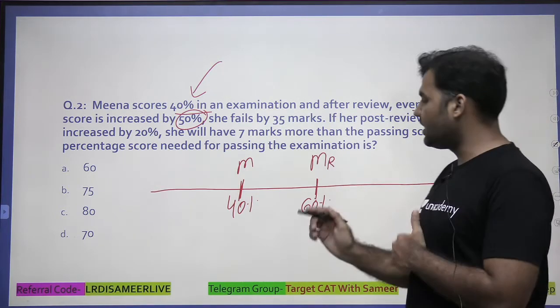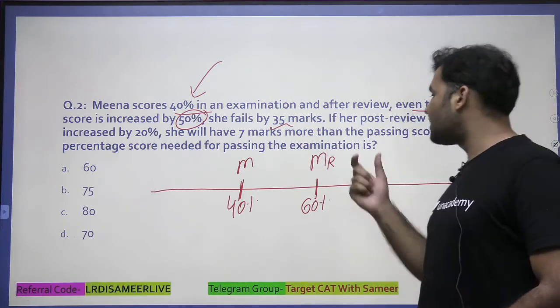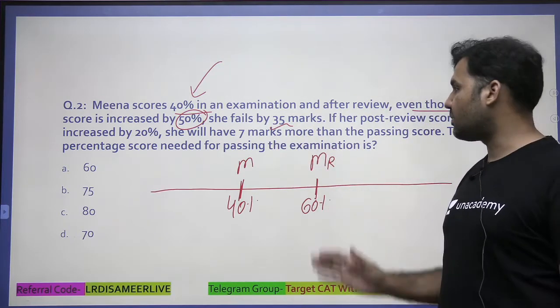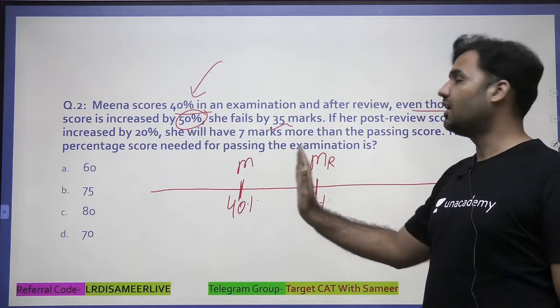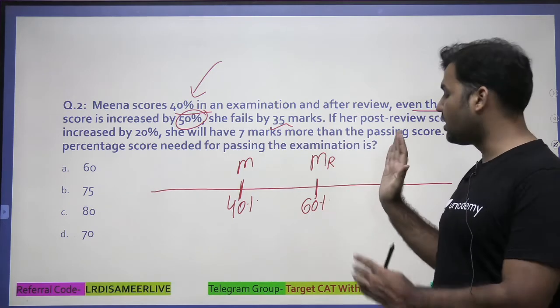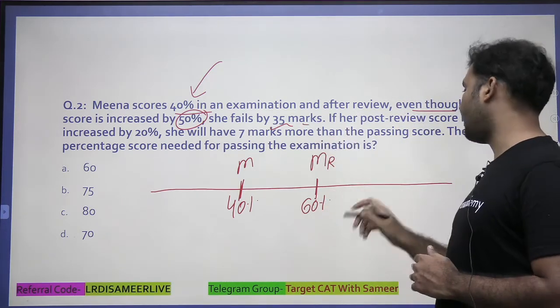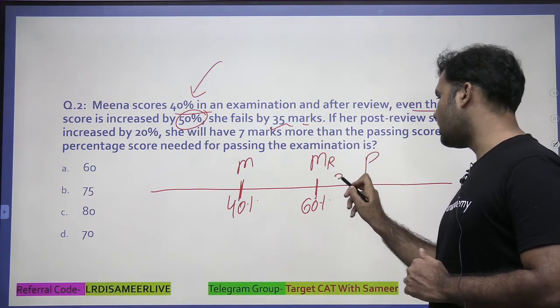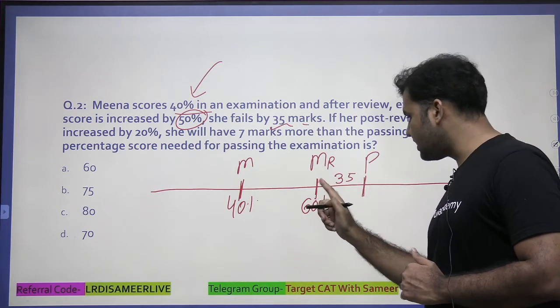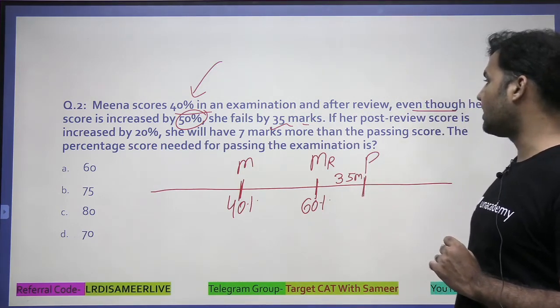Now after getting 60% marks, she still fails by 35. Now tell me, if Meena is failing by 35, will the passing point be on the right hand side of Meena's marks or the left hand side? It will obviously be on the right hand side, because even after getting 60%, she is still failing by 35 marks. So can I say this is the passing point, and the difference between this point and this point will definitely be 35 marks, not percentage.